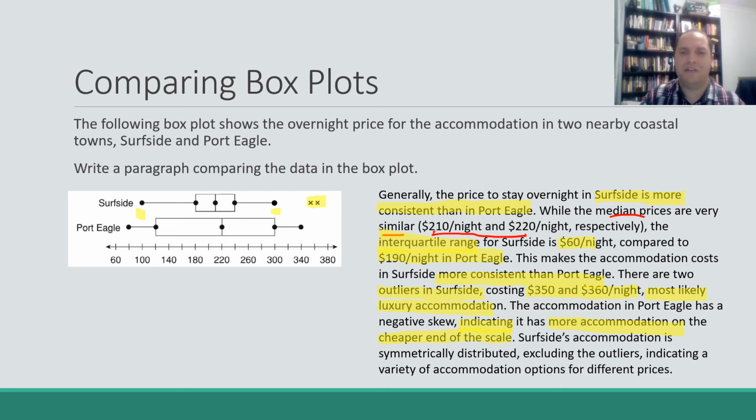Surfside's accommodation is symmetrically distributed, excluding the outliers, indicating a variety of accommodation options and different prices. Right, so that's what symmetrically means. Either side, they're about the same size. So between the top and the bottom, there's a good spread of different accommodation options.